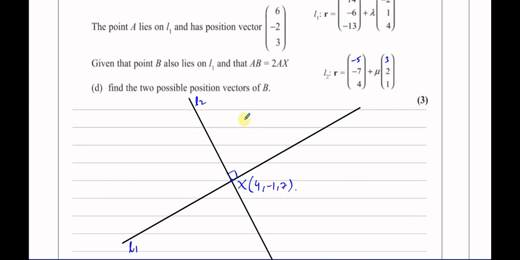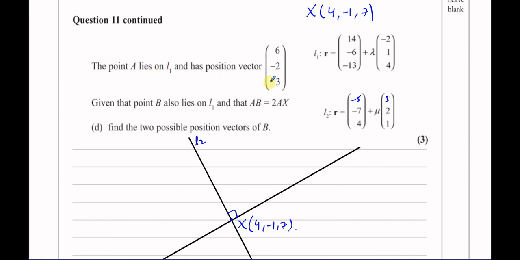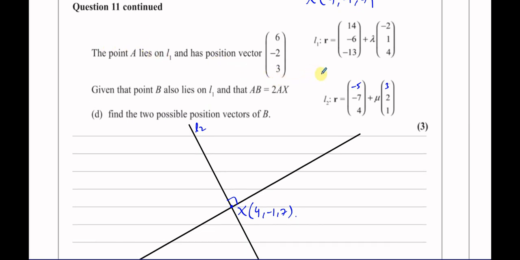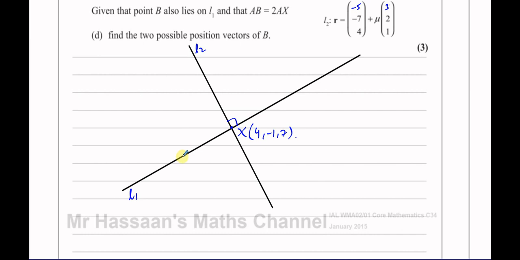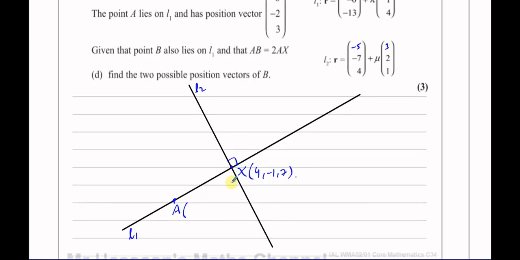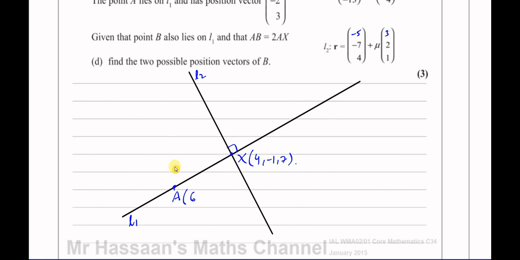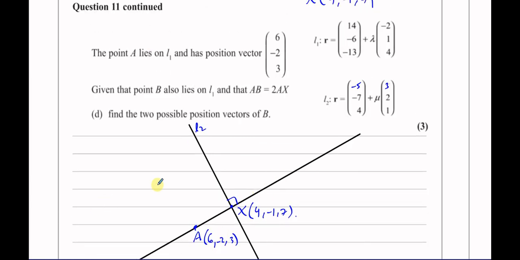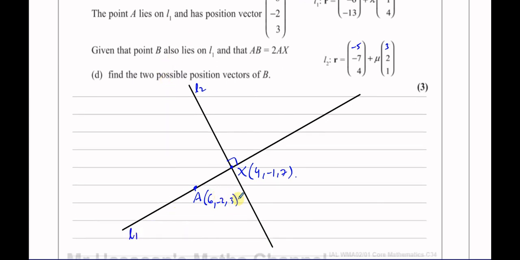Now, they told us the point A lies on line 1 and has position vector (6, -2, 3). So let's say, for example, this is the point A. This is 3-dimensional, so it's very difficult for us to draw it accurately, so we just put things anywhere for now. 6, -2, 3. That's the position vector of A. So that means the coordinates of A is that.